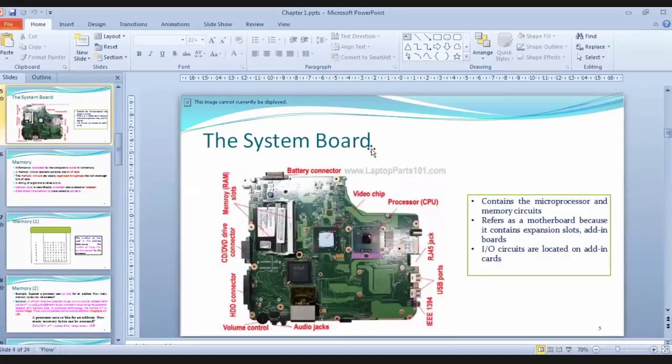And here you are showing how the CPU, or the microprocessor, is placed on the motherboard. That is, you can also consider it as a system board.